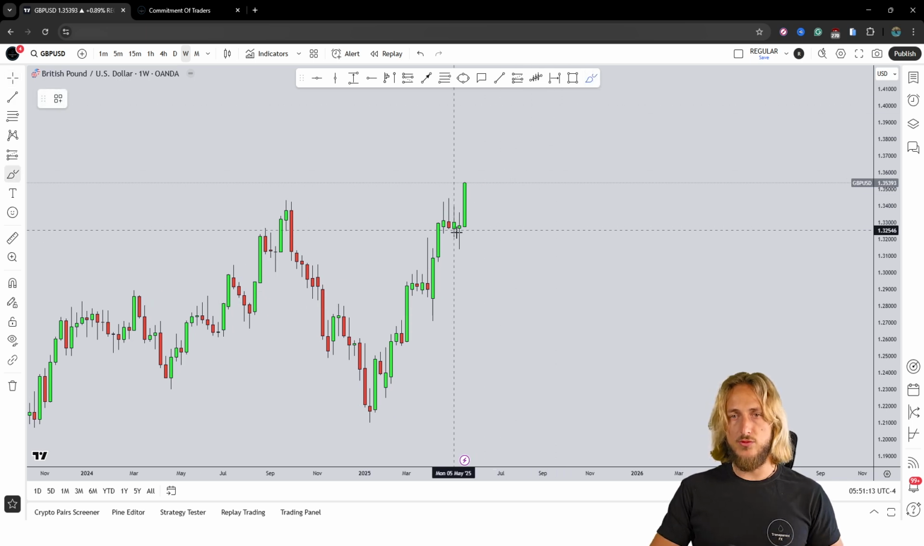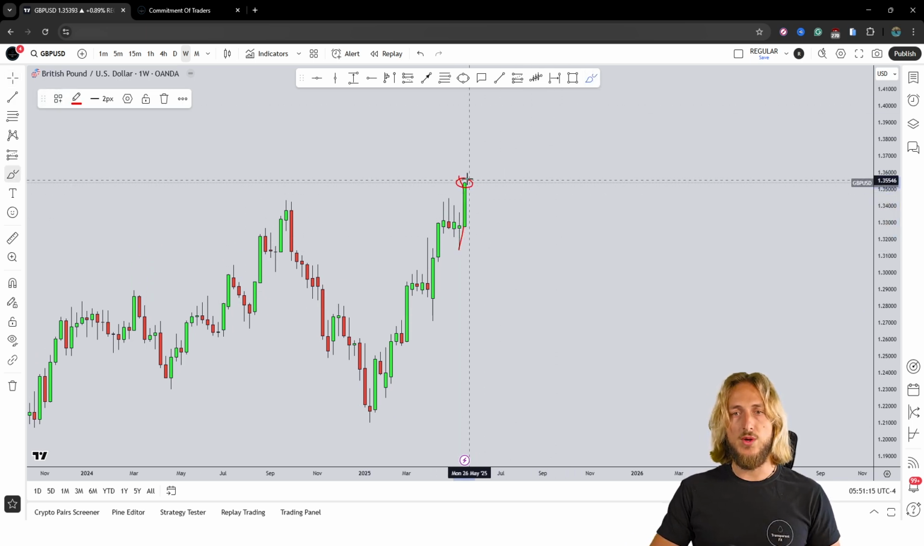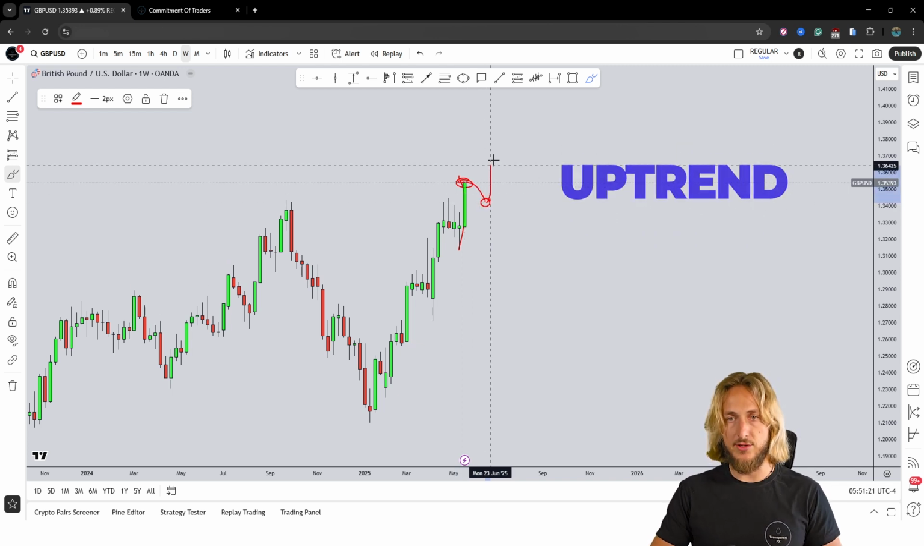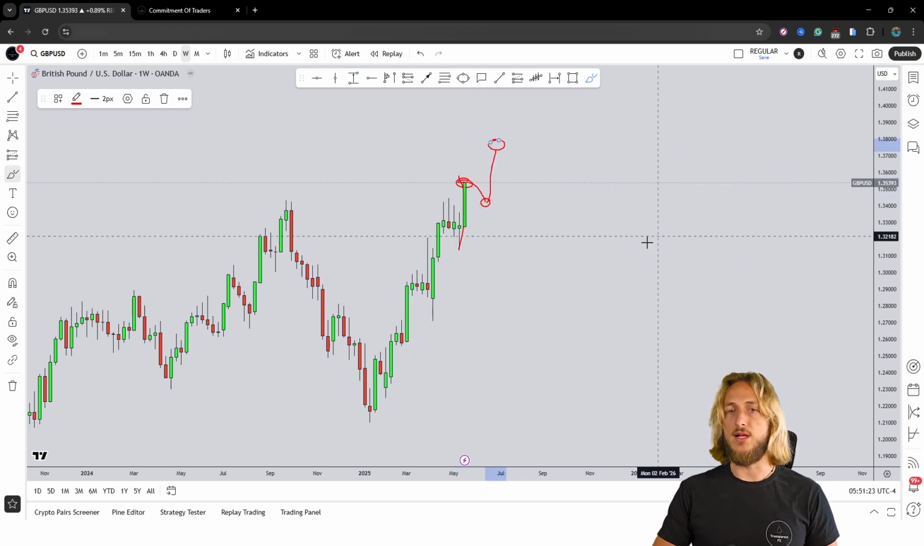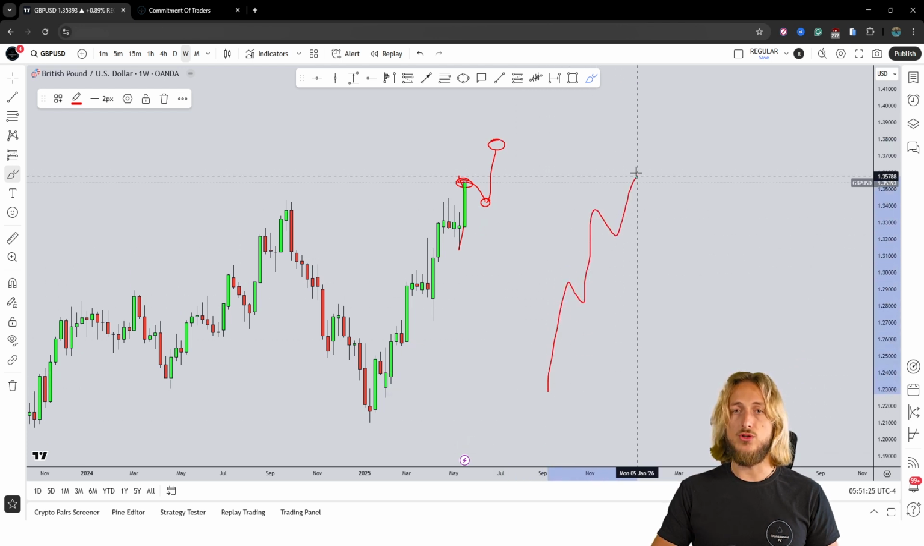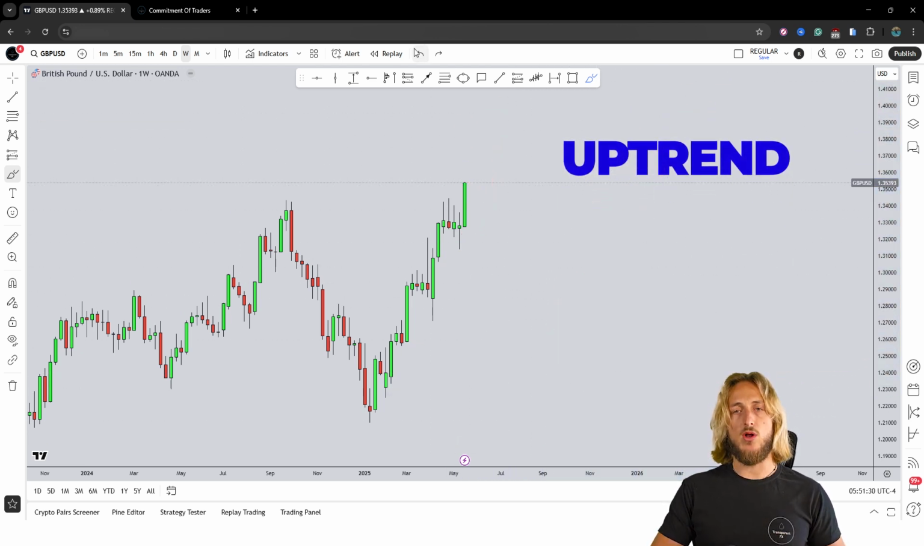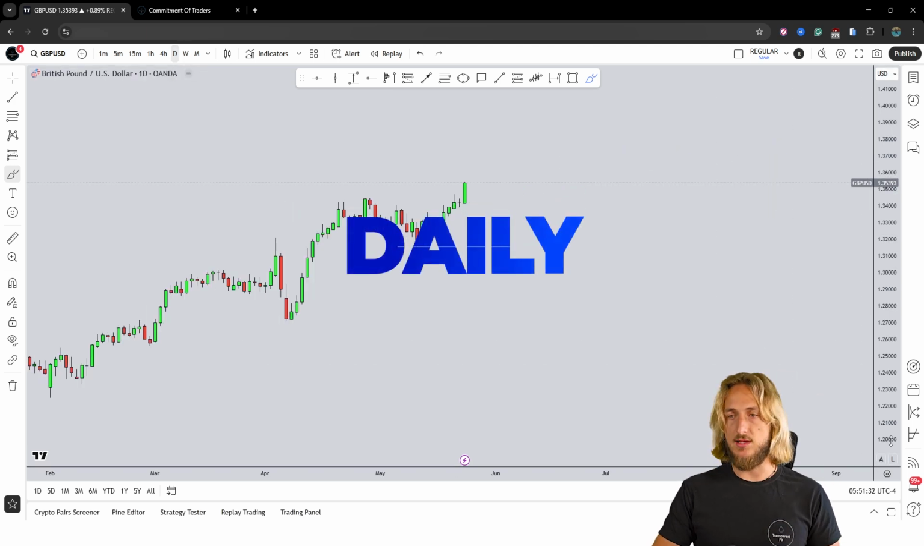Now, the last move here was the creation of a new weekly higher high. The next logical step, if the uptrend is to continue, is to see a correction, higher low, and then a new weekly higher high, essentially the continuation of this weekly uptrend. Let's keep all of this in mind and drop down on the daily time frame.